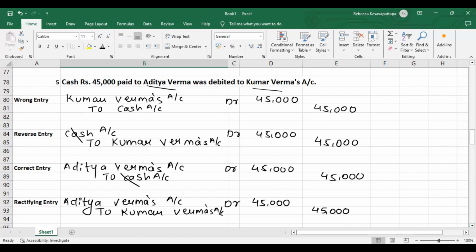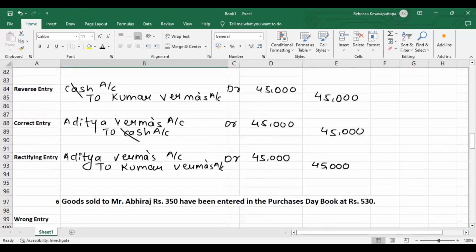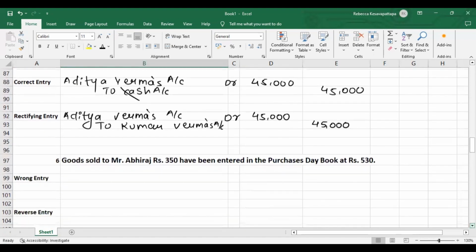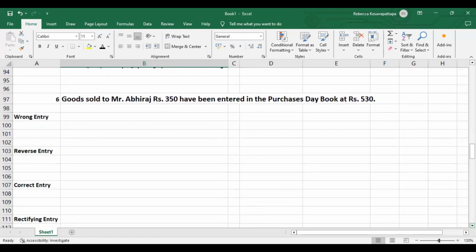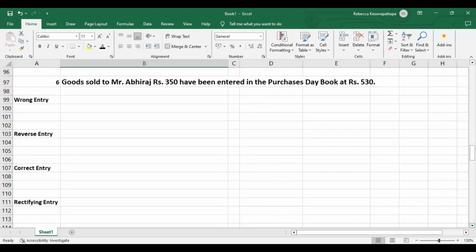So this is also done. Now next example, example number 6. Goods sold to Mr. Abhiraj rupees 350. There is something unique in this example. Goods sold to Mr. Abhiraj rupees 350 have been entered in the purchase day book. First of all, the goods were being sold to Mr. Abhiraj at 350, but instead of writing it in the sales book, it was written in the purchase day book at rupees 530.